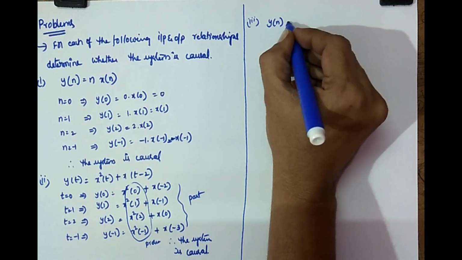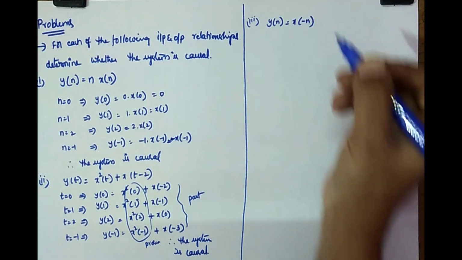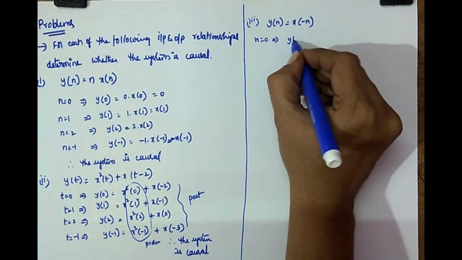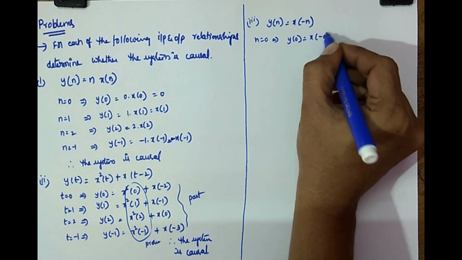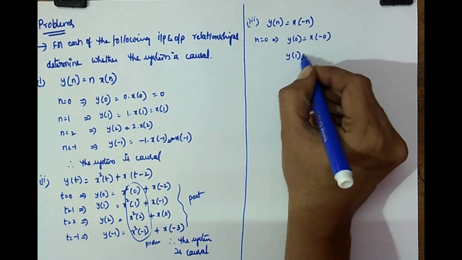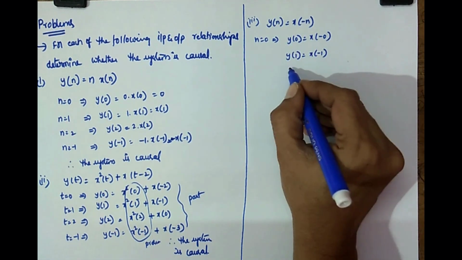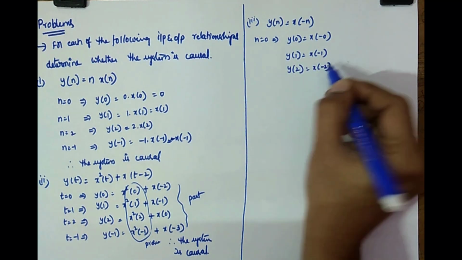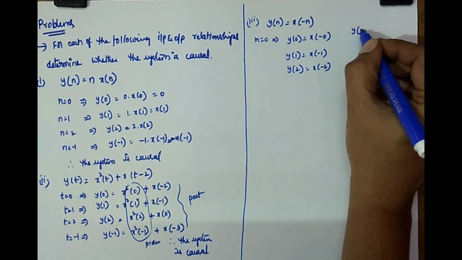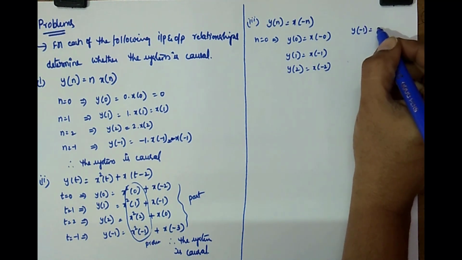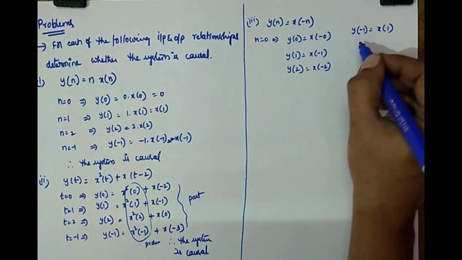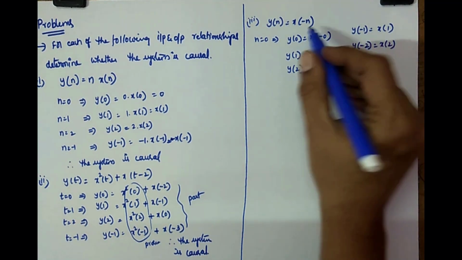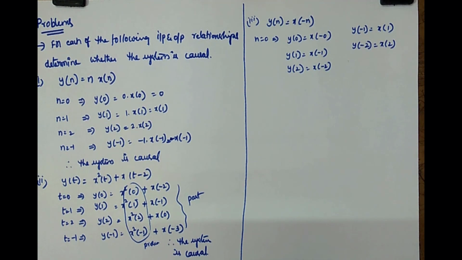Now, take another one. y of n equal to x of minus n. Same. n equal to 0: y of 0, x of minus 0. y of 1, x of minus 1. y of 2, x of minus 2. y of minus 1, x of 1. y of minus 2, x of 2. Because if you keep minus, it becomes plus.